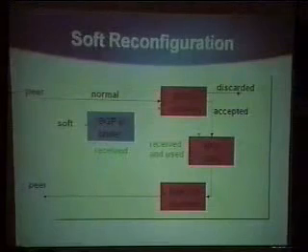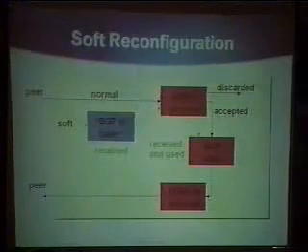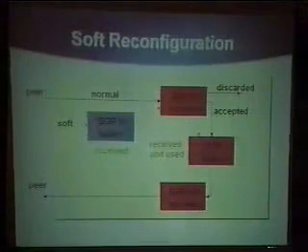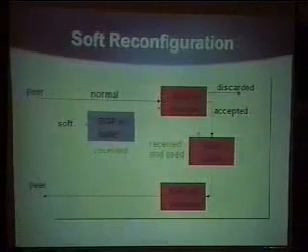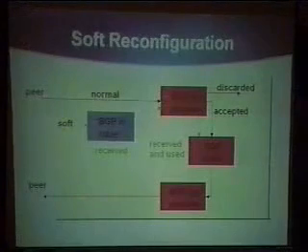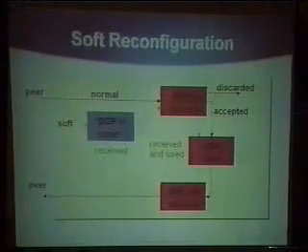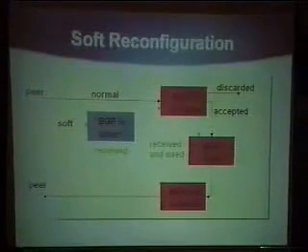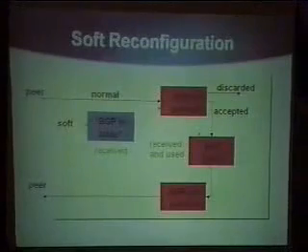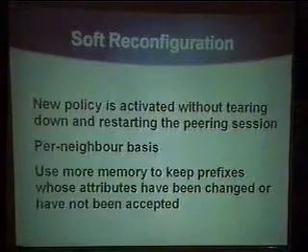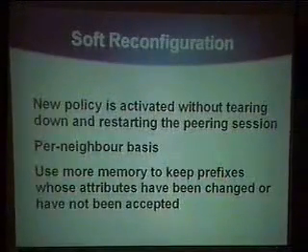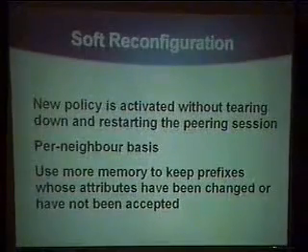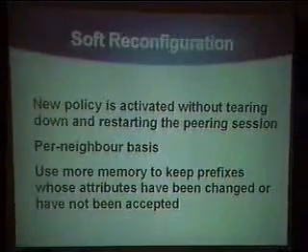So this was the first solution. It has been around for years and years, but it meant that you no longer had to do a hard BGP clear. You didn't have to go to your neighboring router and reset that session. You can get a copy of what your neighbor sent you. The new policies are activated without taking down and restarting the session, which is good, and it is configured on a neighbor basis.